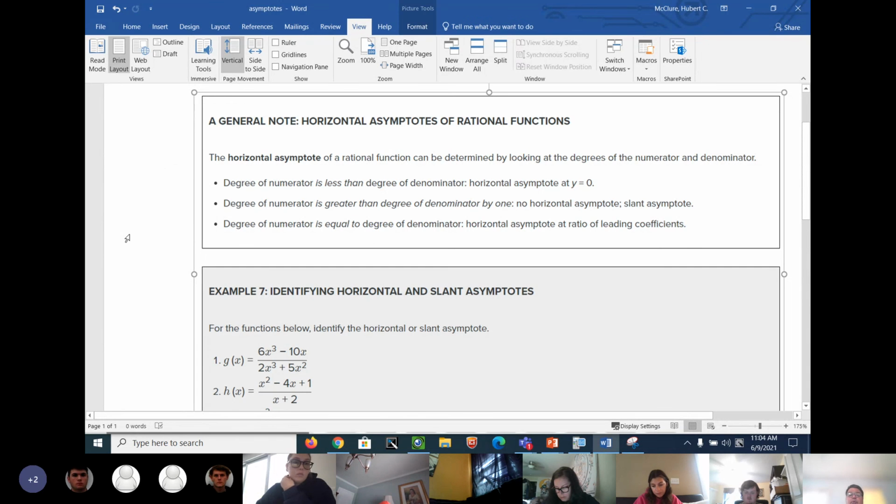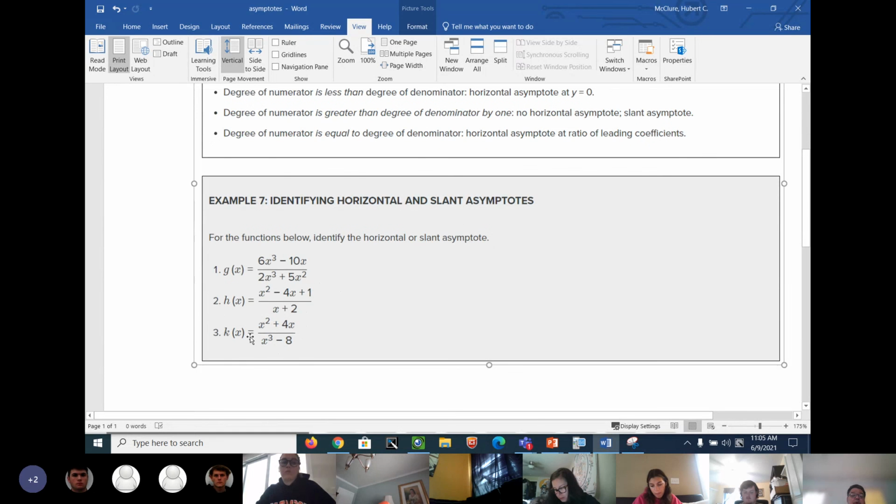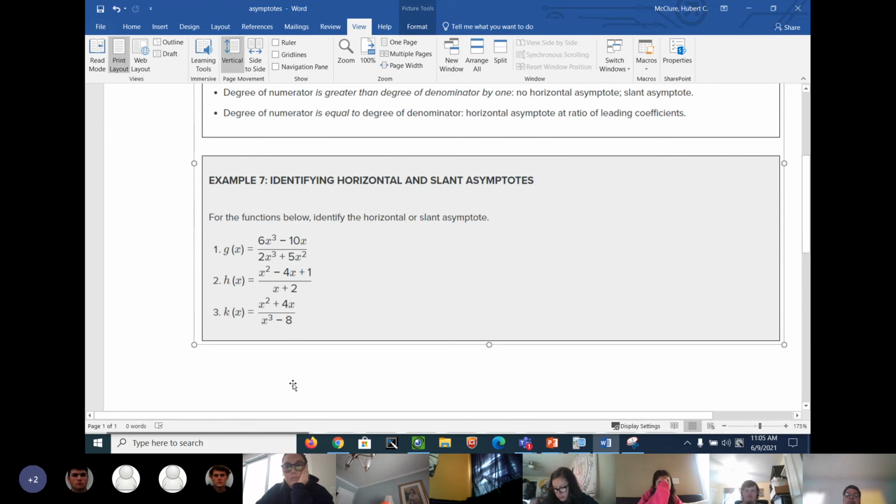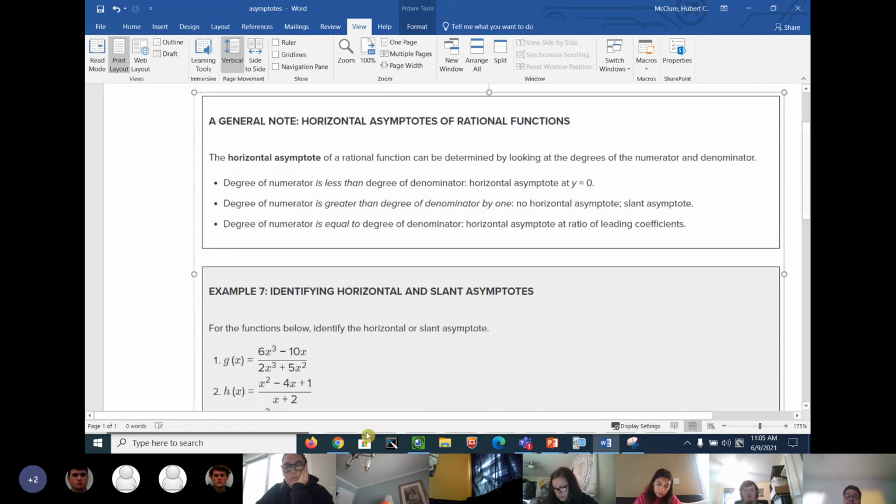All right. What if the degree of the numerator is less than the degree of the denominator? Well, let's see if they give you one like that right here. Number 3, f of x is equal to x squared plus 4x over x cubed minus 8. Okay, there you go.